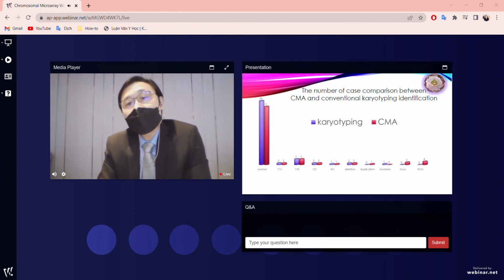This graph shows the number of tests comparing CMA and conventional karyotyping identifications. The purple bar represents the conventional karyotyping, while the red bar represents the CMA. As you can see, on the left-hand side is the normal result group: 28 cases detected by conventional karyotyping, while 21 cases detected by the CMA.